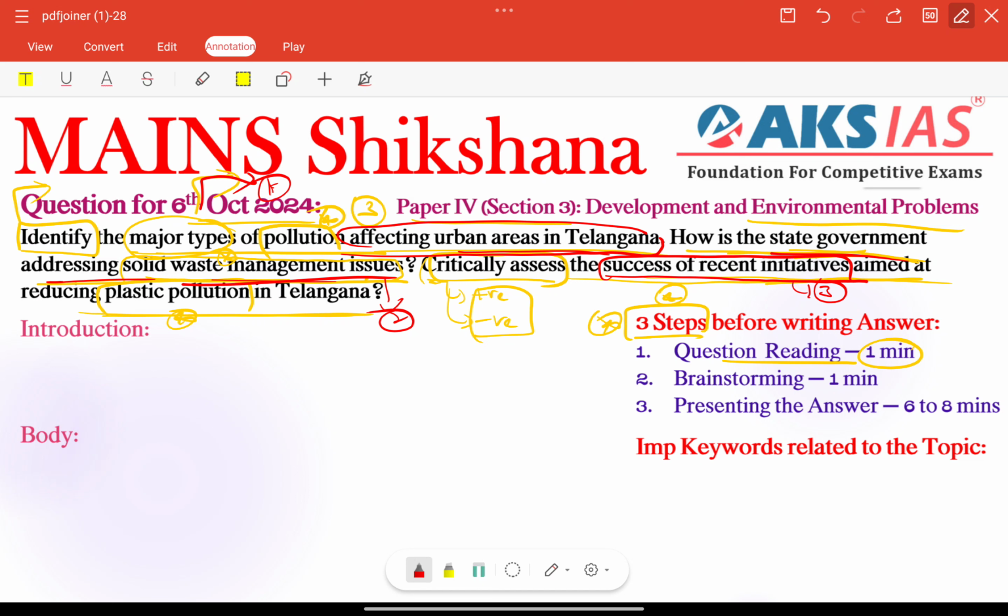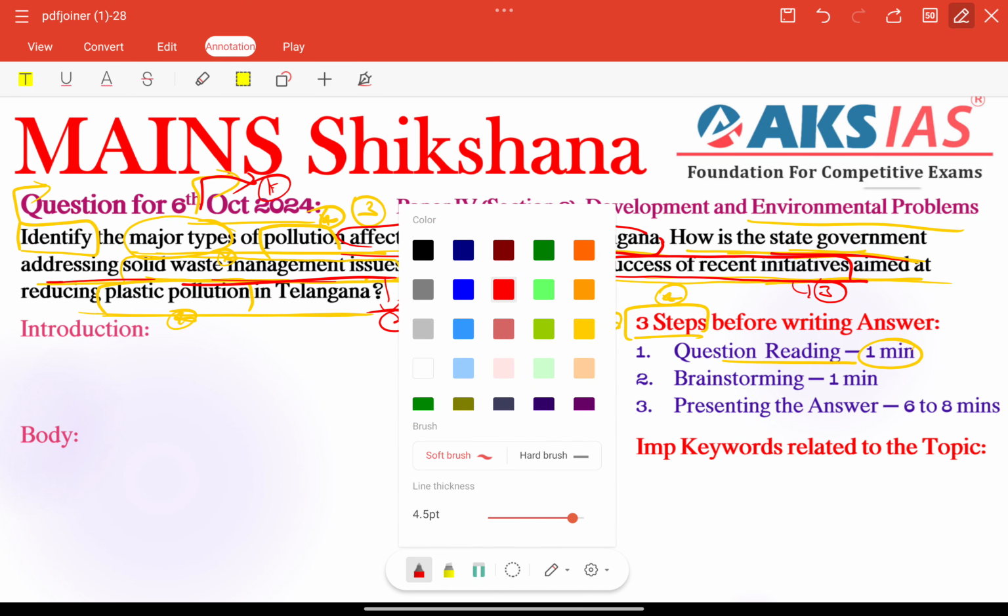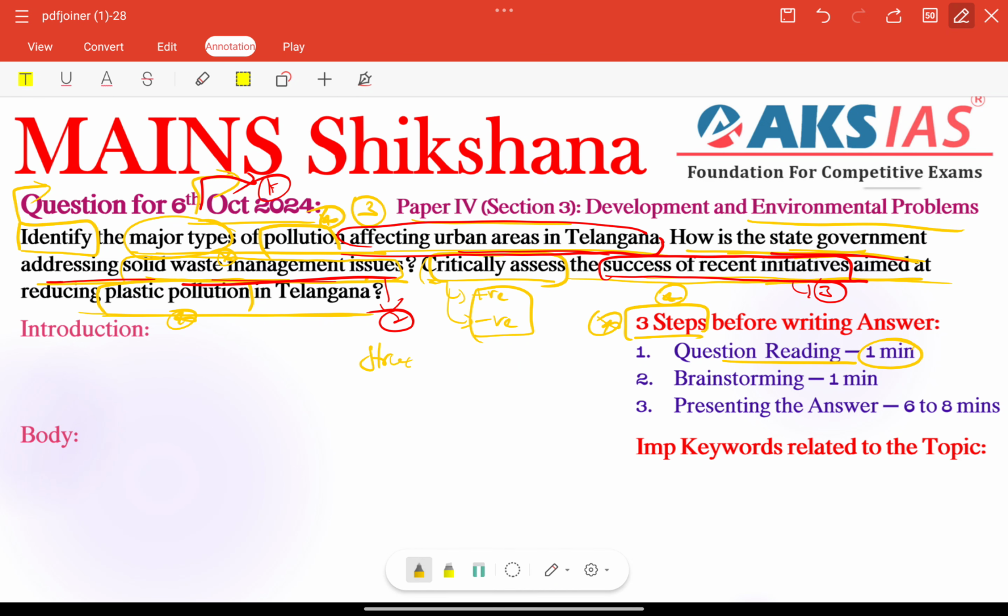That is third, right? So if we create a beautiful structure based on the keywords we have, the first important thing is we need to provide major types of pollution here. Next important thing is how the state government addressed, Telangana's important initiatives, right? The second related to solid waste management, right? That is very important. Next, success of recent initiatives, that is critically assess.